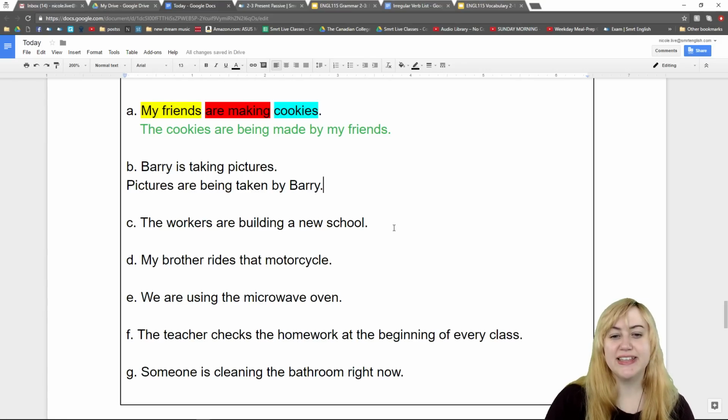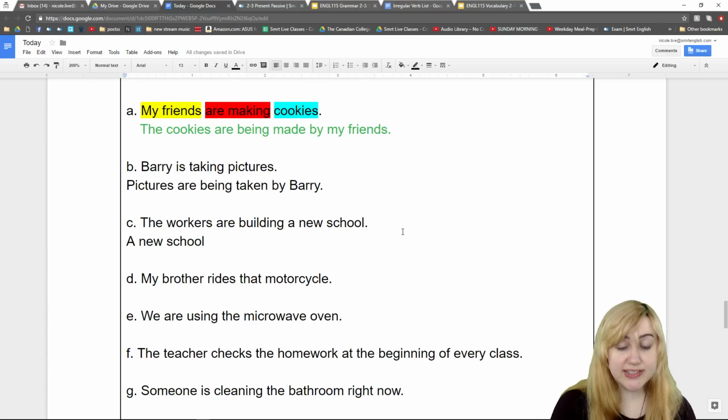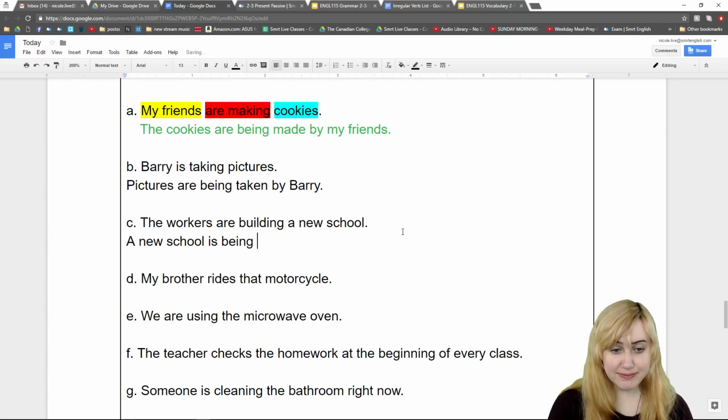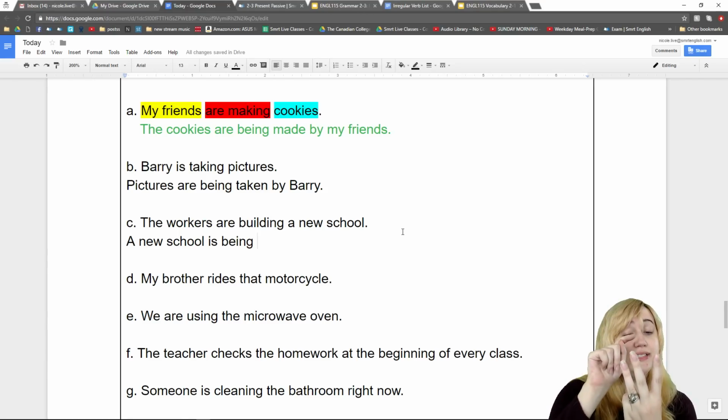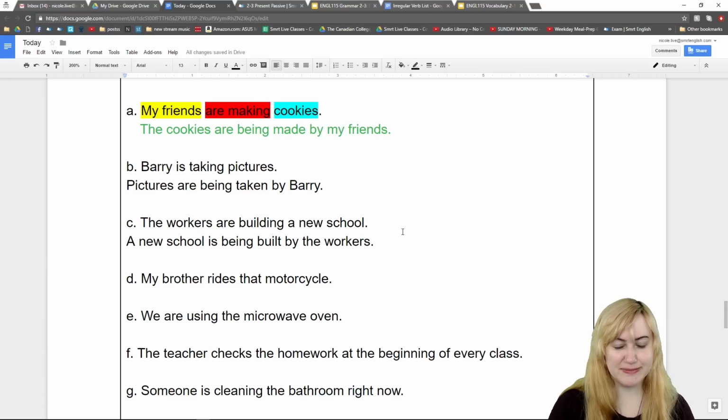Very nice. So letter C says the workers are building a new school. So we can say, this is present continuous again. So a new school, and this is singular, so we're going to say is. A new school is being, and then build. Let's look at our number 3 verb. Build, built, built. So B-U-I-L-T. It's an irregular verb. A new school is being built by the workers.